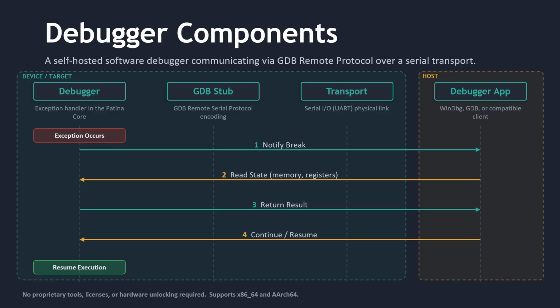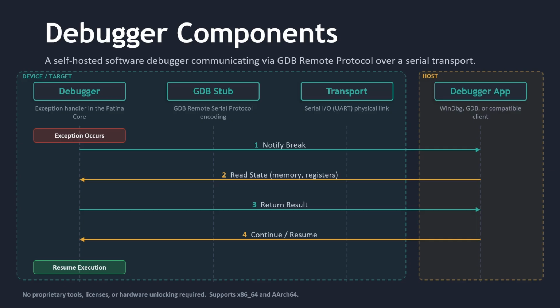Then there's the GDB stub. This is the software layer that provides the GDB remote protocol. The remote protocol is a text-based communication that the debugger application and the debugger itself will use to communicate. Then there's the transport. This is both the physical link for the UART as well as the software abstraction for communicating over that physical link. And then there's the debugger application itself. This is on the host machine. This could be WinDbg, GDB, LLDB, or some compatible client that understands the GDB remote protocol.